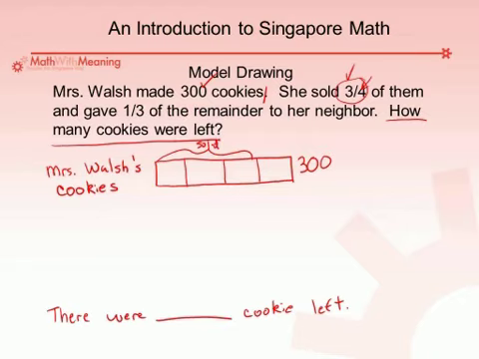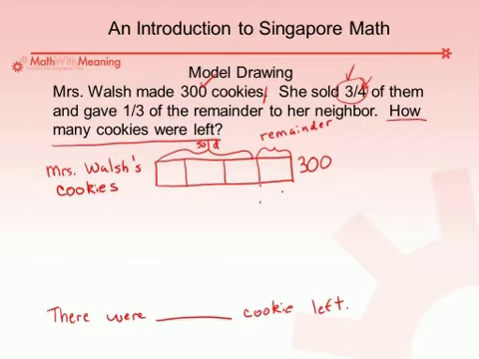But then it says she gave 1/3 of the remainder to her neighbor. Then you ask the student, did she give 1/3 of all of them? No, 1/3 of the remainder. Well, where are the remaining, or where is the remainder? It's right here. It's this final unit. So this is the remainder after she sold them.